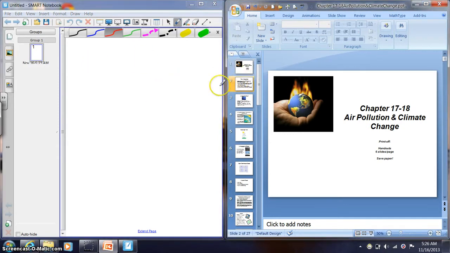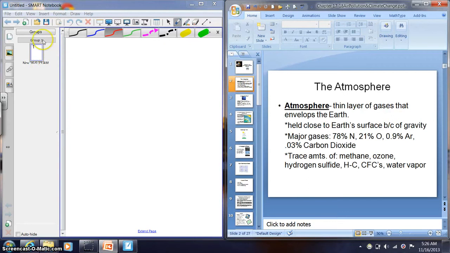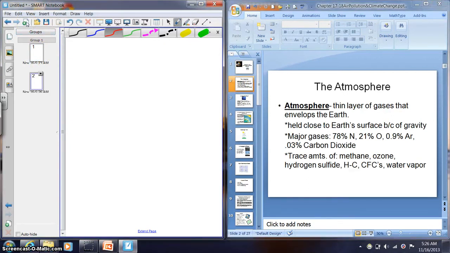First of all, I'd like to talk to you guys about the atmosphere and how the atmosphere is pretty much analogous to the skin on an apple regarding its thickness in relation to the size of the Earth. So the atmosphere is really thin. It's a real thin layer of gases, as you can see here on the slide, that envelops the Earth.